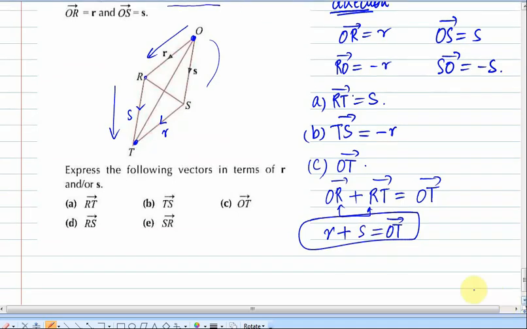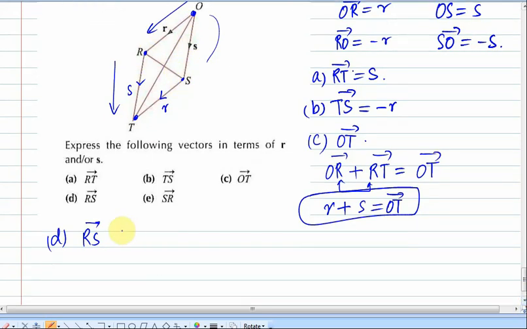After C, part D, RS. So what is the value of RS, or how will we find it? We need to travel from R to S. So, can I go from R to T and then from T to S? Ultimately, I move from R to S. Similarly, you can do that R to O and O to S, you are going from R to S, right?